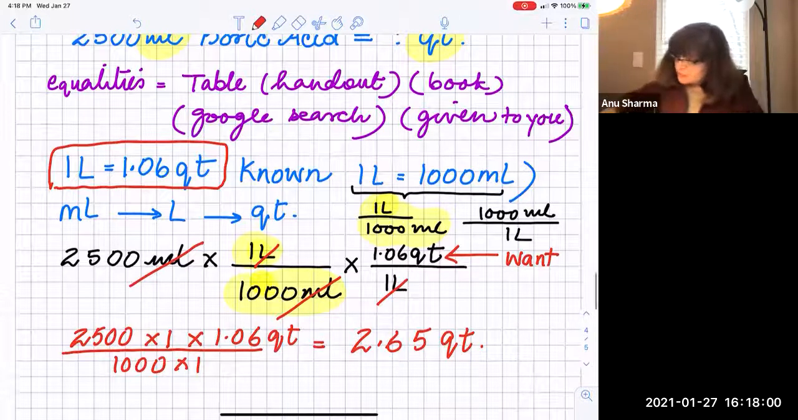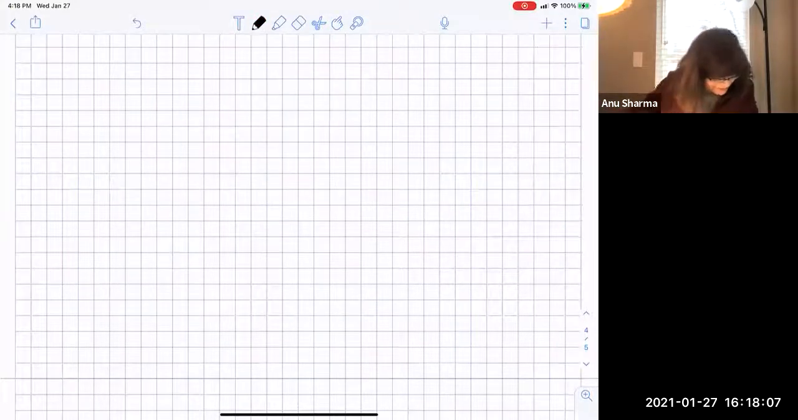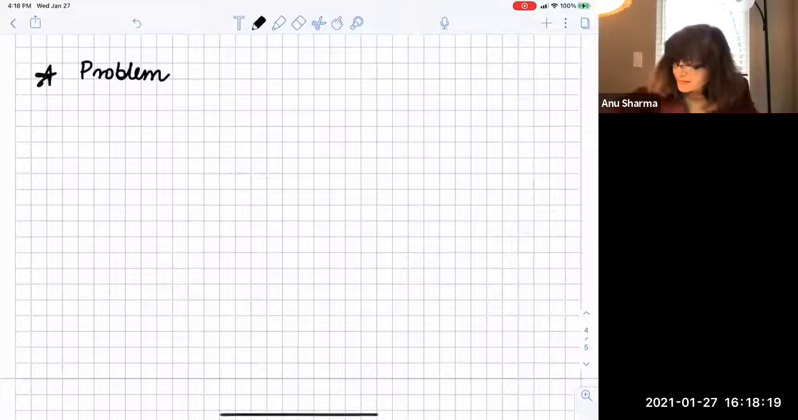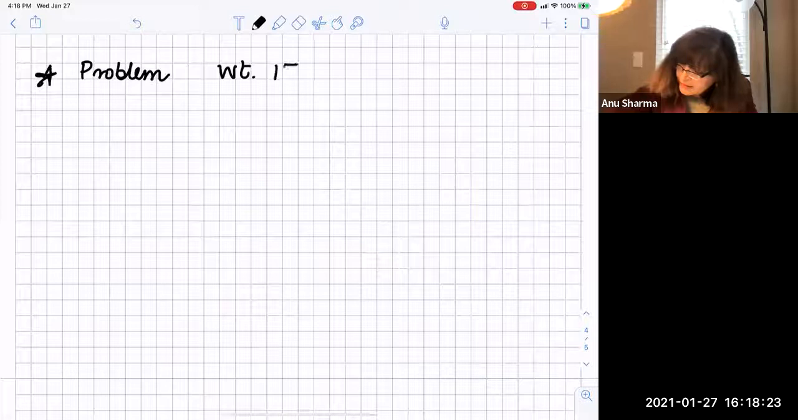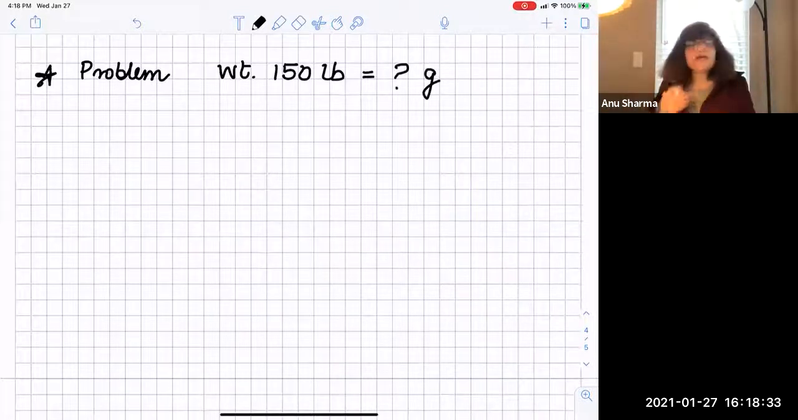So let us do one simple example. Here is a problem where you are given that the weight of an individual is 150 pounds. And the question is, how many grams is that? What is the weight in grams?